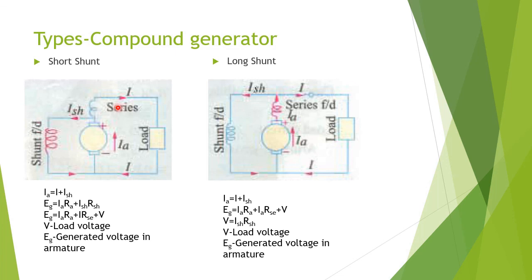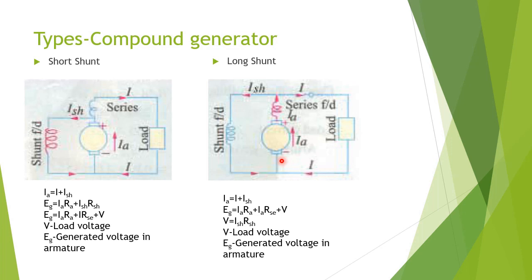Now, let us take this loop. If you are writing for this loop, EG is equal to IARA plus the drop IRSC plus V. Now, long shunt. In long shunt, the shunt field windings are in parallel with both the series field winding and the armature. Here the current IA is equal to ISH plus I, same equations.